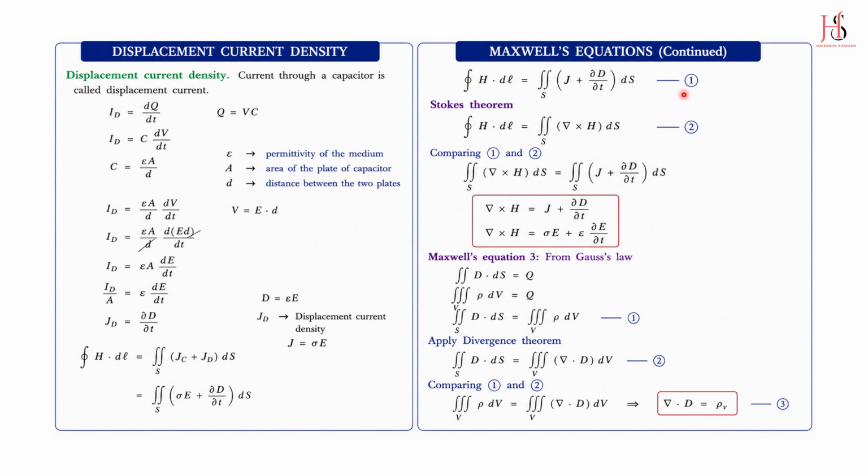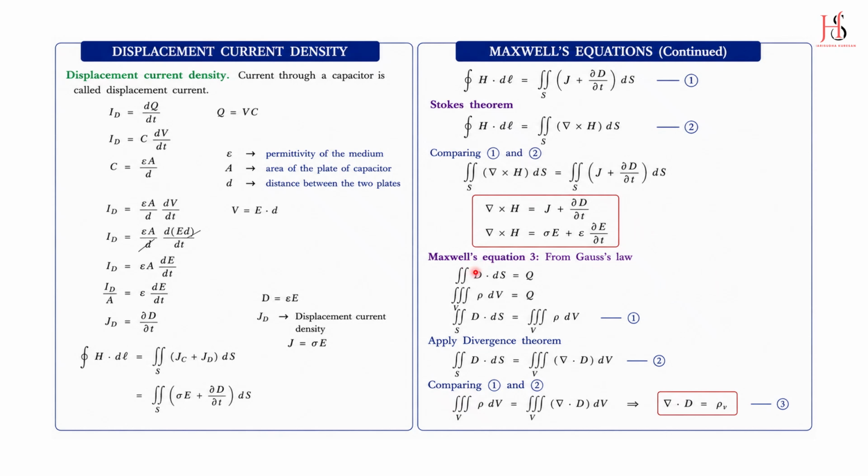Then equation 1 becomes the surface integral of del cross H into ds is equal to the surface integral of (J plus dou D by dou t) into ds. Now the left hand side and the right hand side are both surface integrals. Therefore, we can remove the integral and the ds term, and we get del cross H is equal to J plus dou D by dou t. Or else we can substitute the terms of J and D, and expand the equation as del cross H is equal to sigma E plus epsilon into dou E by dou t. So this is your Maxwell's fourth equation.